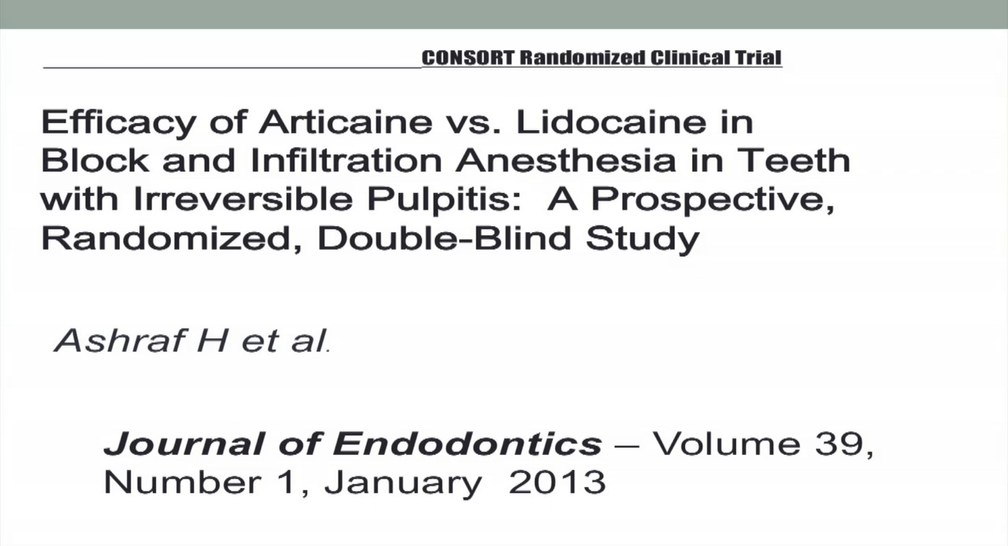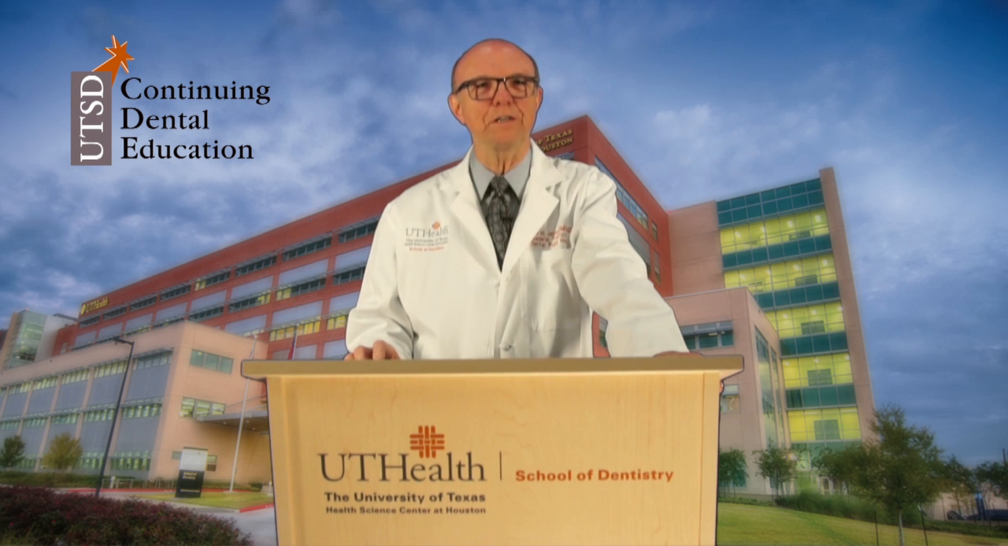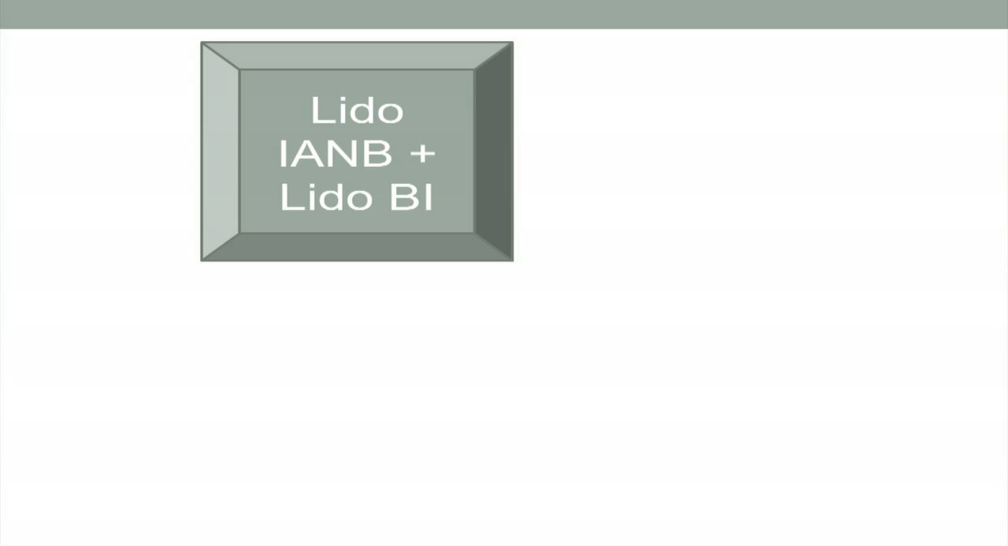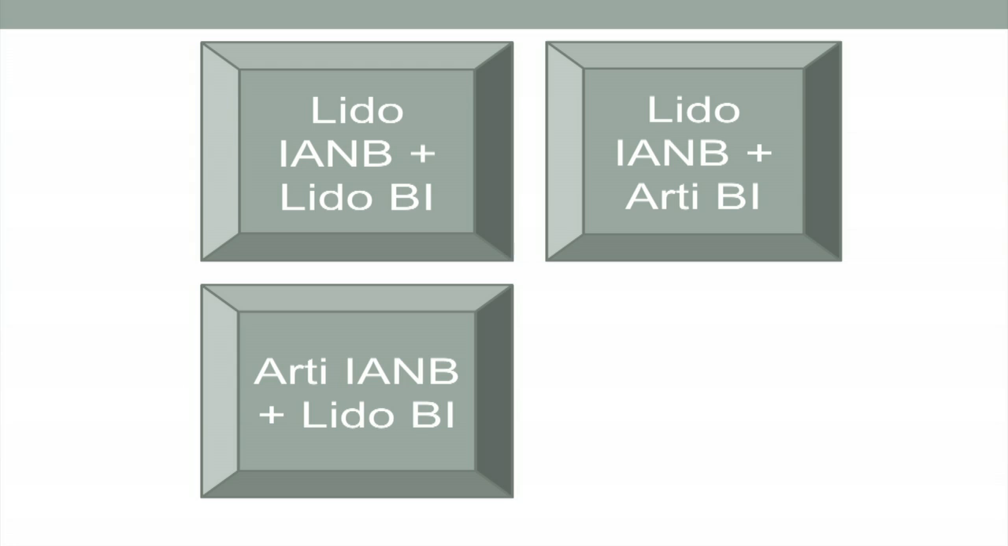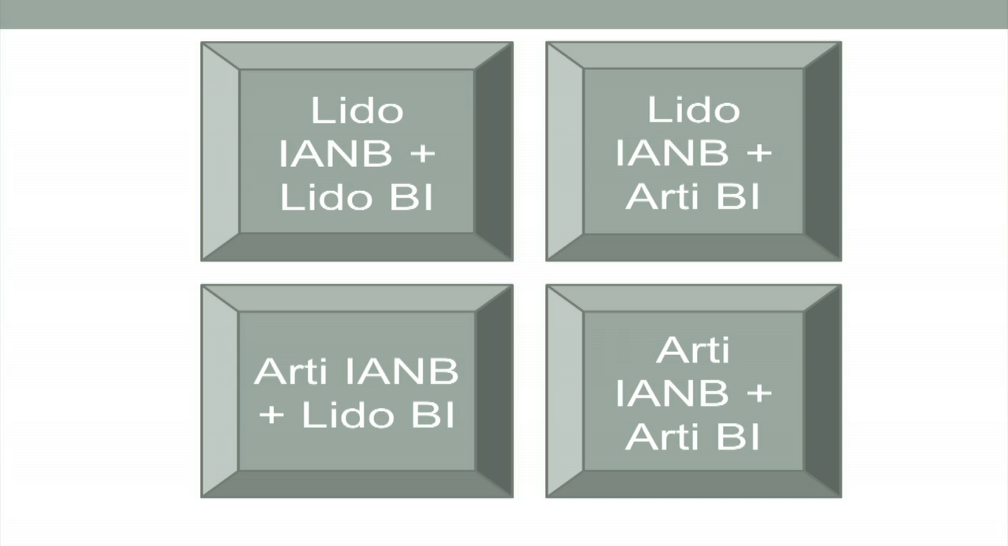Here's another article that focused on a comparison of articaine versus lidocaine in various combinations for the initial inferior alveolar nerve block and for a supplementary infiltration with one of the 2 agents. In this study, there were 4 groups of subjects. One group received the inferior alveolar nerve block using lidocaine supplemented with a lidocaine buccal infiltration. A second group received the lidocaine inferior alveolar nerve block with an articaine buccal infiltration. A third group received the initial inferior alveolar nerve block with articaine followed by buccal infiltration with lidocaine. And finally, the fourth group received both injections using articaine.